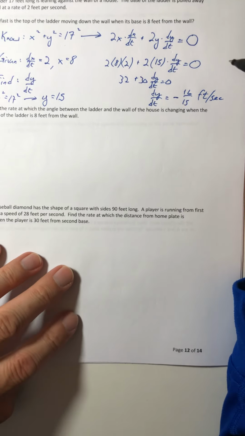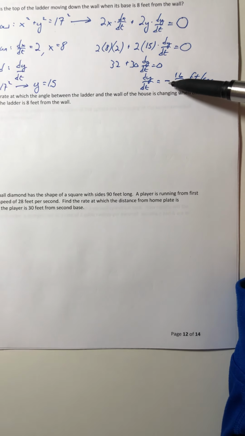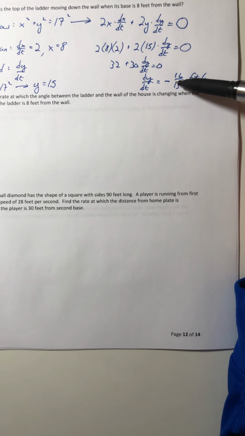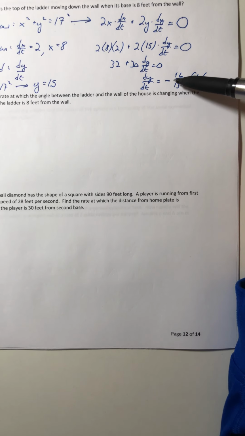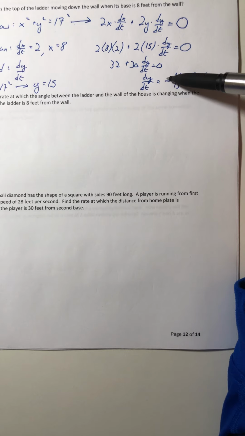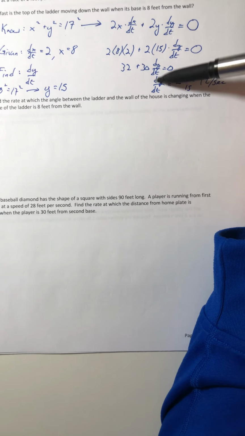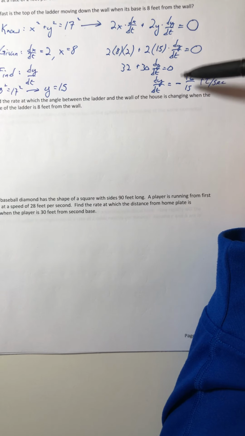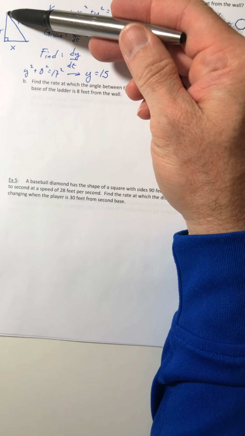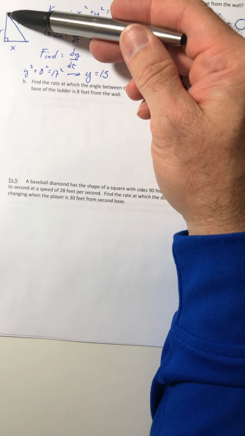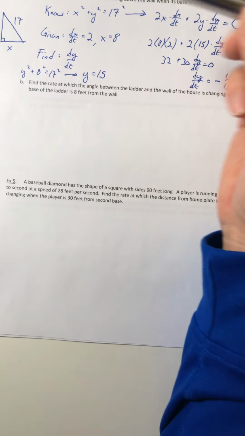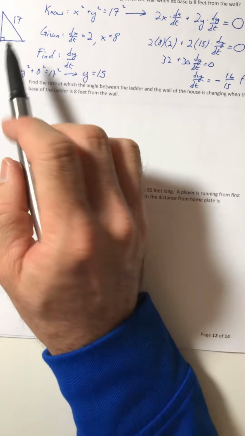Feet per second. So let's look at this negative for a moment. Is that right? Can you actually have a negative rate? And the answer is yes, you can. When it's negative, that means that variable is actually decreasing, which it is. The value of y, or the height, is going down, so it should have a negative rate.